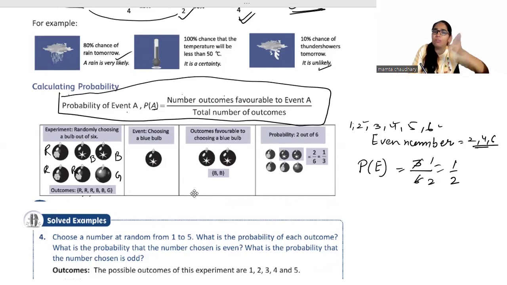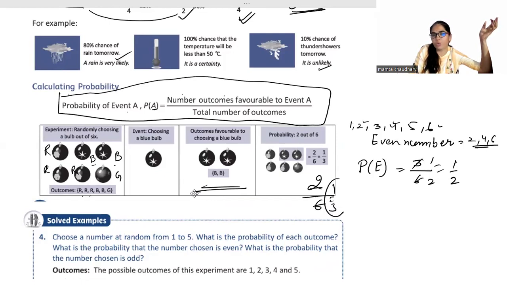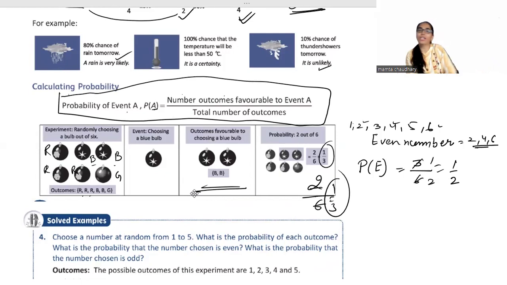Now, the event we are taking is choosing a blue bulb. How many blue bulbs are there? 1 and 2, so there are 2 blue bulbs. Now, what will be the probability? Favorable: there are 2 blue bulbs, and total there are 6 bulbs. So 2 ones are 2, 2 threes are 6, so 1 by 3. Right? Like that, we can calculate the probability.